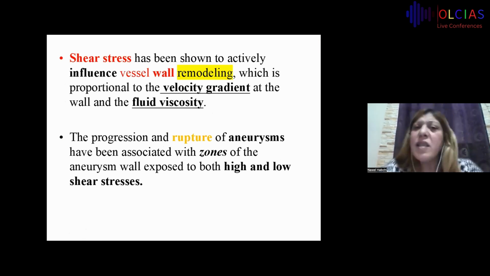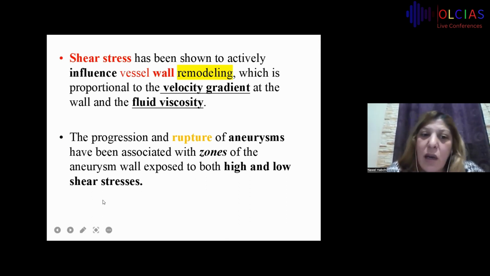Shear stress has been shown to actively influence vessel wall remodeling, and this remodeling is proportional to the velocity gradient at the wall, and also proportional to the fluid viscosity. The progression and the rupture of this aneurysm have been associated with the zone of the aneurysm wall exposed to some characteristics. So it is exposed to both high and low shear stress.